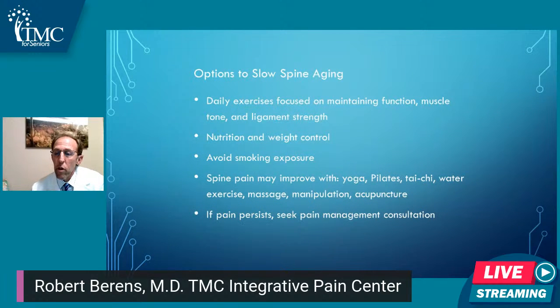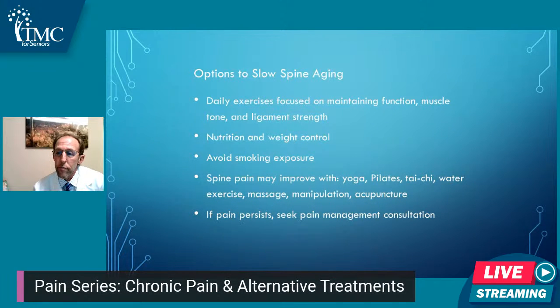So the options to slow the progression that we call aging is essentially to maintain that normal muscle function and tone as well as ligament strength through appropriate exercises. And many of these exercises can be found on YouTube, even by typing in lumbar spine exercises. There are quite a few physical therapists there to give us some guidance. If needed, physical therapy with direct visits is a great idea for some of our patients, as well as working on nutrition and weight control and avoiding smoking exposure.